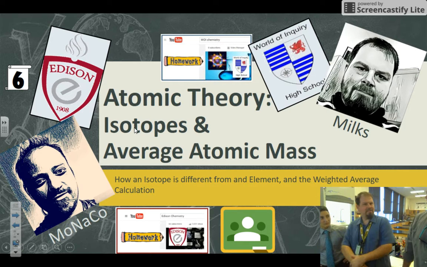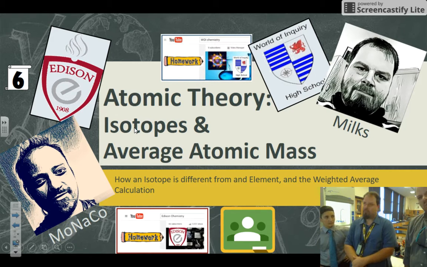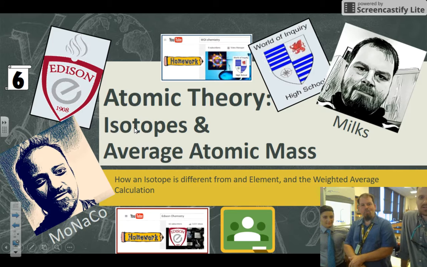Why is it that the atomic masses on the periodic table are all decimals when you can't have like a half a proton or neutron? Because it's a weighted average, I say, Monaco. It's a weighted average. What the heck's that mean, Mr. Monaco?